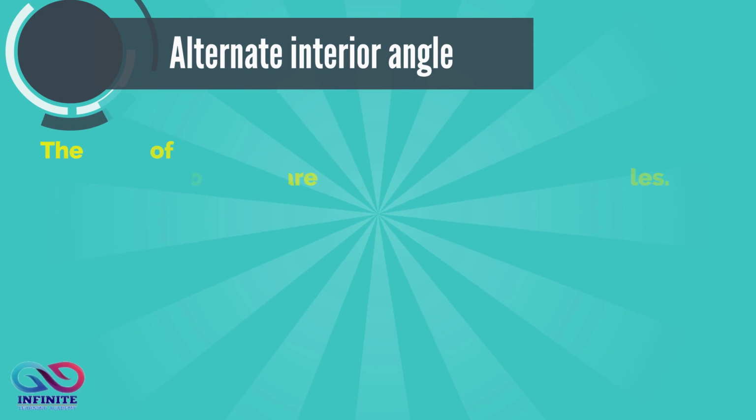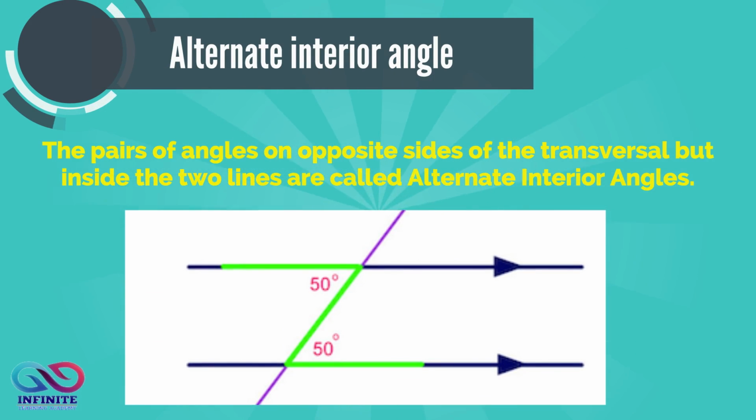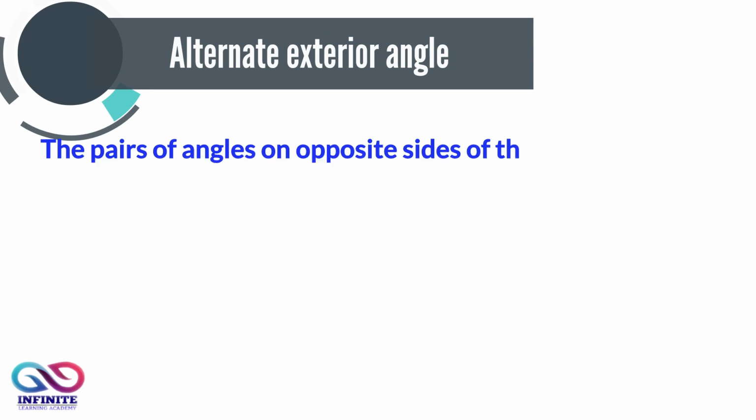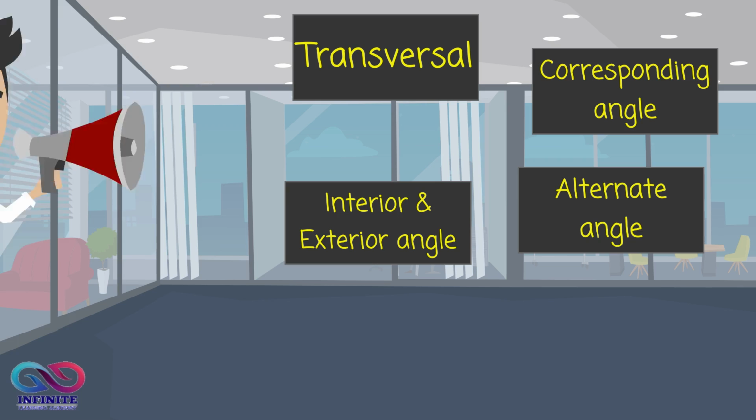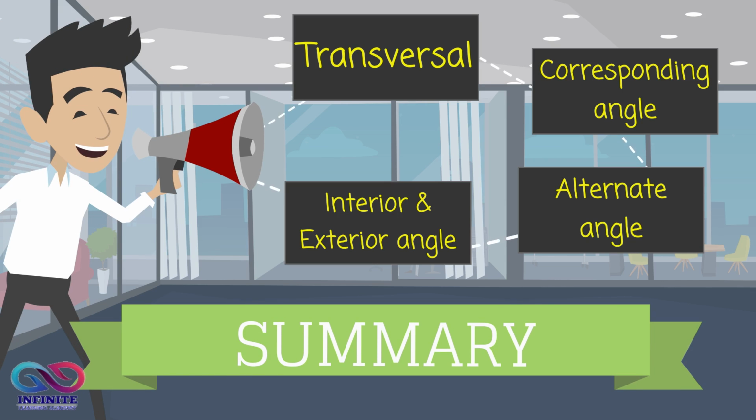The pairs of angles on opposite sides of the transversal, but inside the two lines, are called alternate interior angles. The pairs of angles on opposite sides of the transversal but outside the two lines are called alternate exterior angles. So far, we have learned about transversal line, corresponding angle, alternate angle, interior and exterior angle.